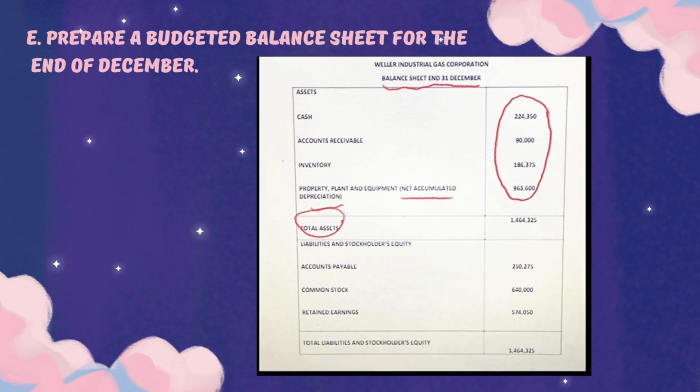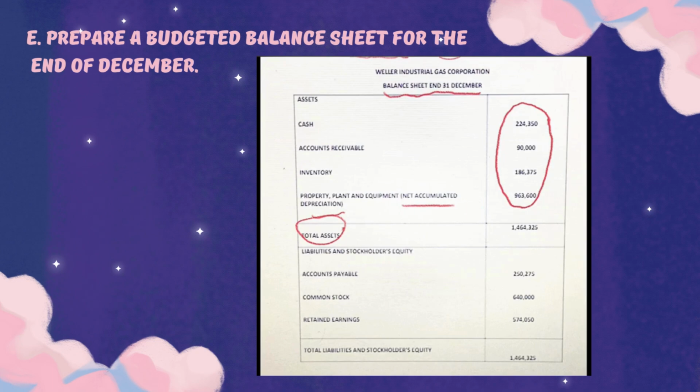Okay, now the liabilities and stockholders' equity. We get account payable. The amount is 250,275. Common stock is 640,000, and retained earnings is 574,050. The total liabilities and stockholders' equity is 1,464,325. Its amount is the same as total assets. So the balance sheet tallies.